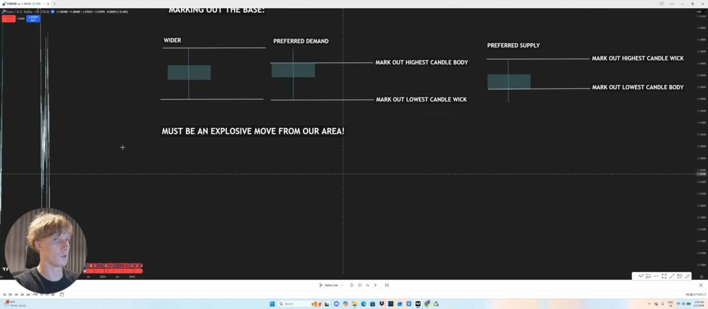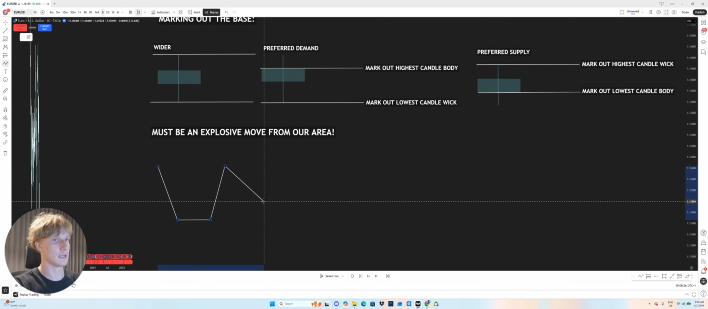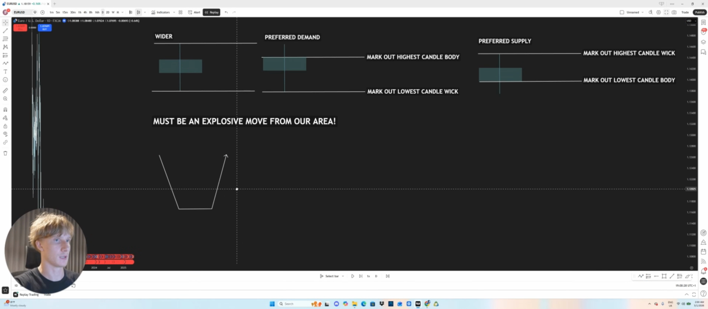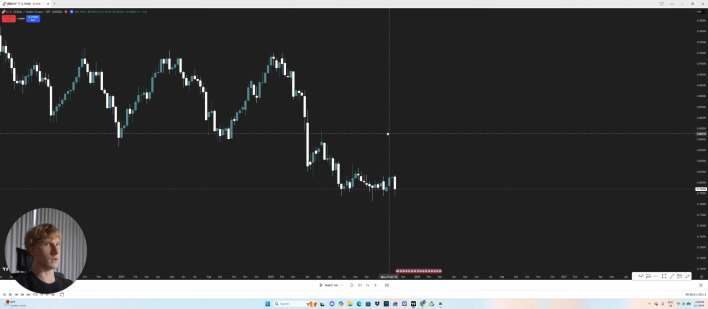And then what we just went through is that we must see an explosive move from our area. Otherwise, it cannot be seen as a valid area, as in the example that I previously showed you. Okay, so now let's do a quick run through of what we have learned so far.